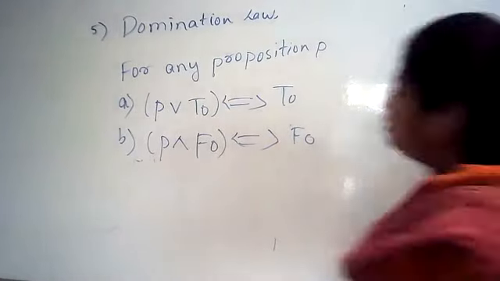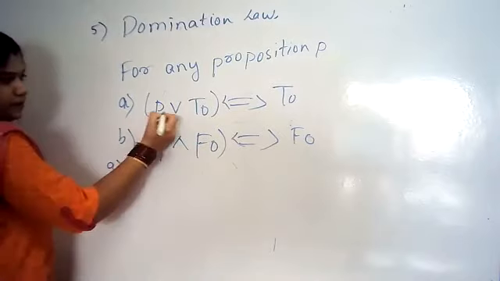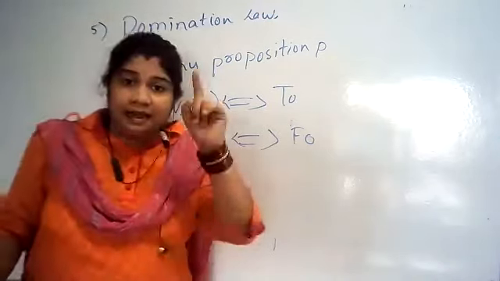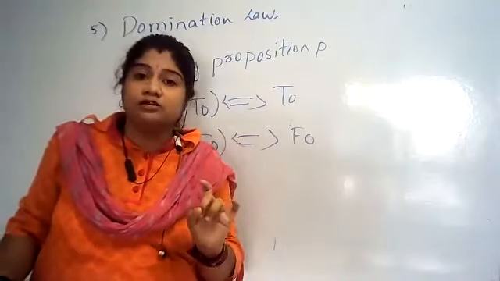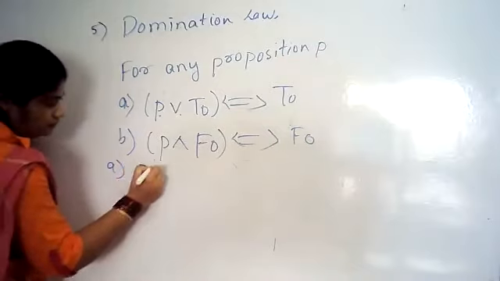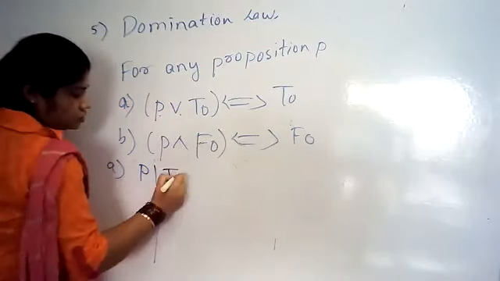Now I will solve. I'll cross verify with the truth table. First, P disjunction tautology. Tautology means what? All should be 1. Contradiction means what? All should be 0. So first is P, then tautology I have.